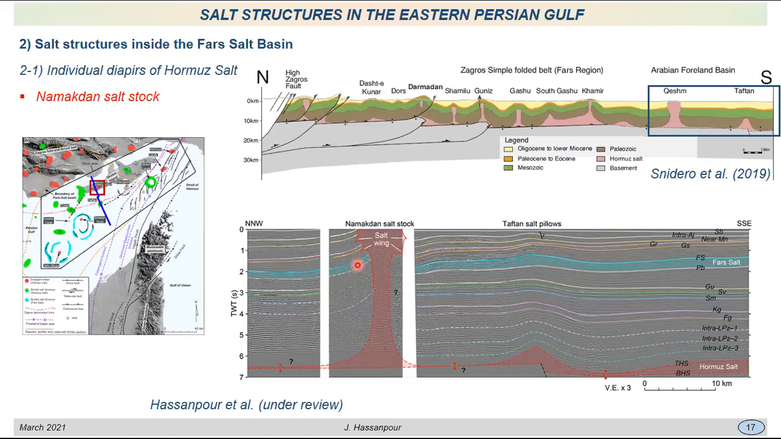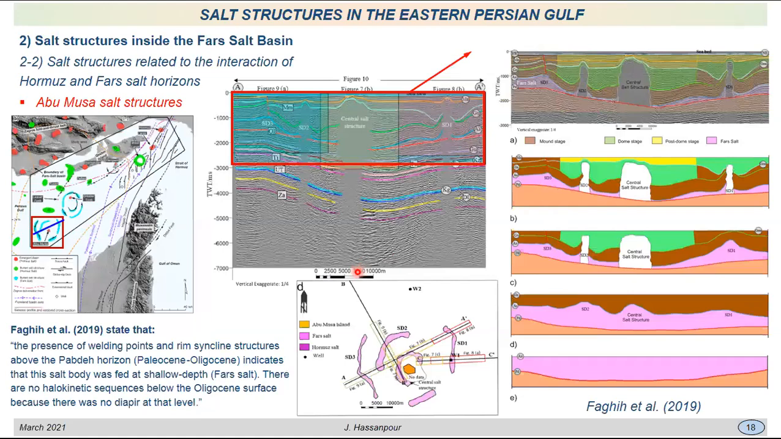The third group is those associated with the interaction of the Hormuz and Fars Salt horizons. They include three areas. The first one is the Abu Musa area, which is here. Abu Musa itself is an island with the same name. In general, the structure of this group of salt structures is characterized by a circular salt stock at the center and an array of salt walls and salt anticlines around it, as you can see in the seismic data.